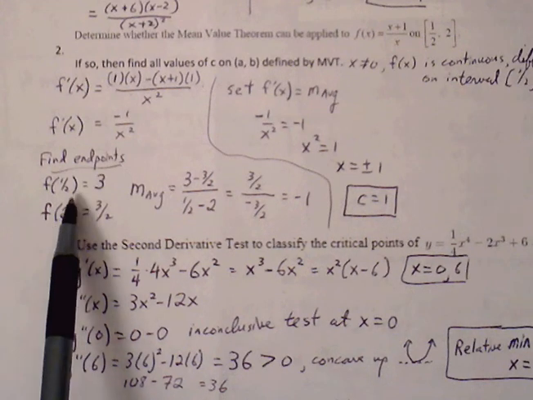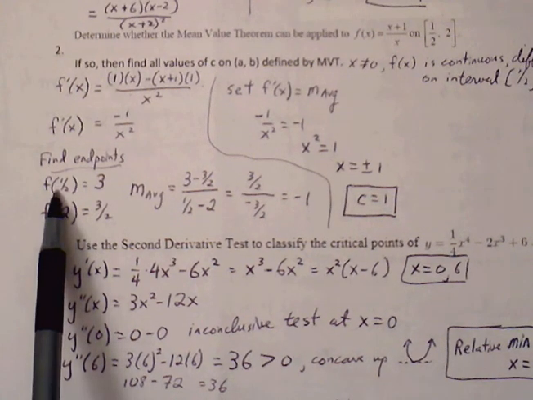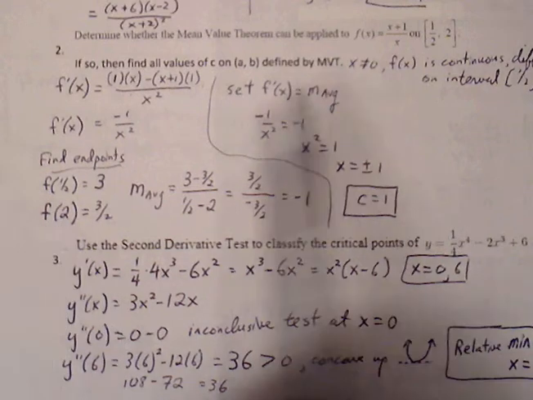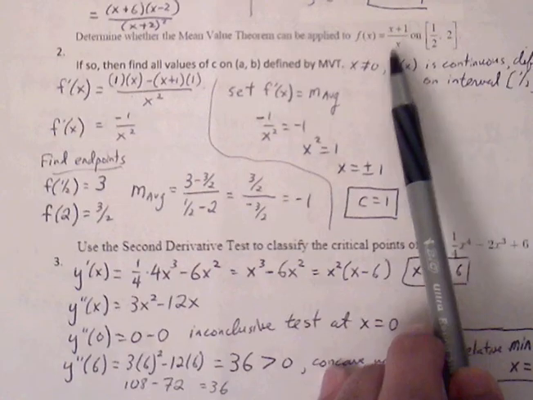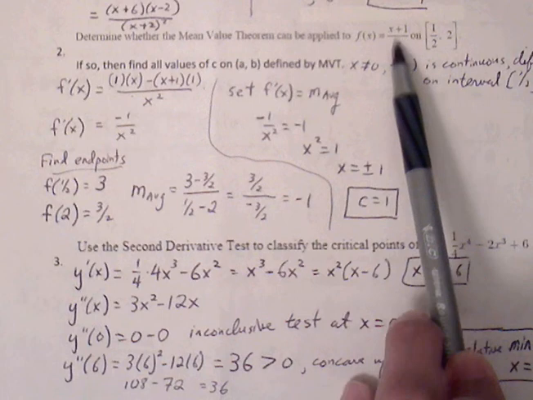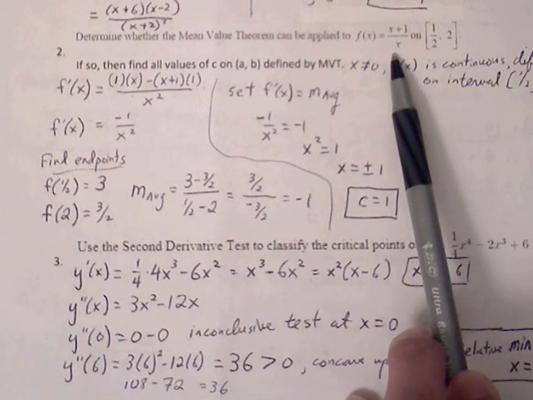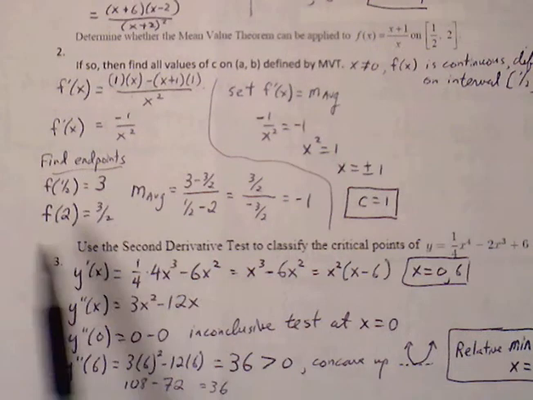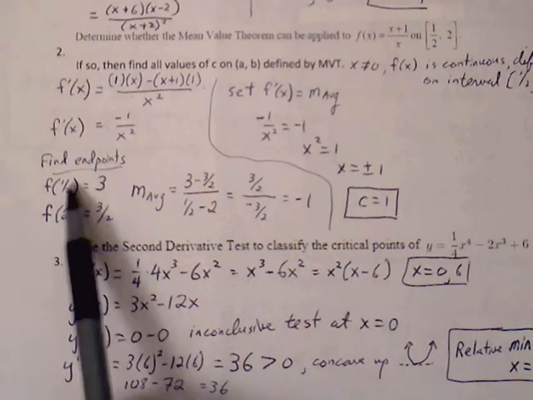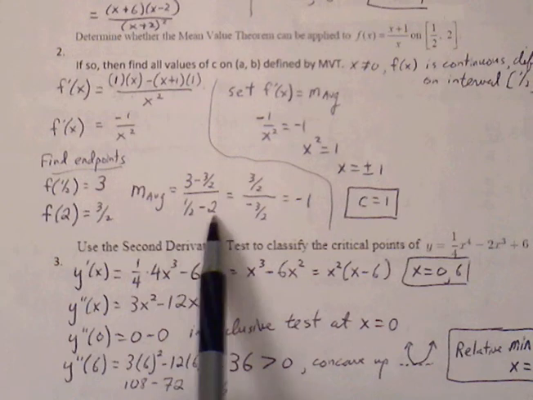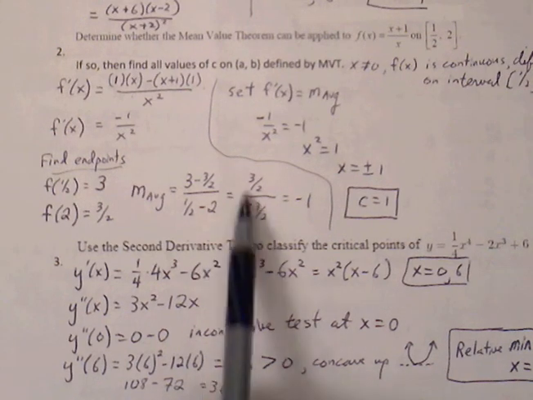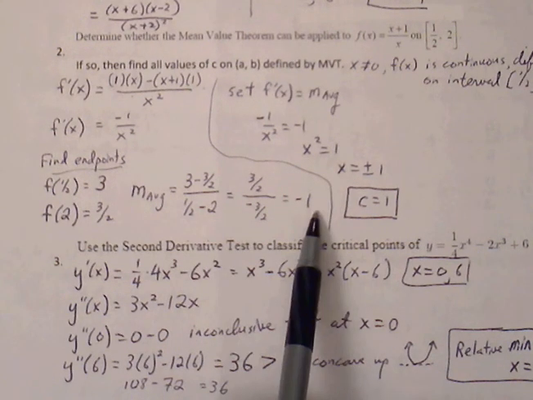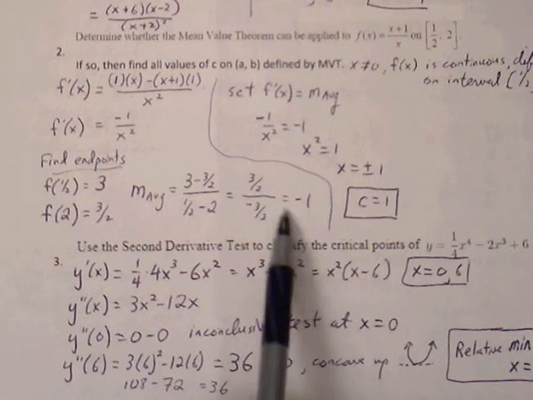So to find the slope at the endpoints, we're simply going to plug 1/2 and 2 into the original function. If we plug 1/2 into the original function, we'll get 3. If we plug 2 in, we'll get 3/2. We find the slope of the secant line, the average slope, so change in y over change in x: y sub 2 minus y sub 1 over x sub 2 minus x sub 1, and this cancels out all the way to negative 1. So the average slope is negative 1.